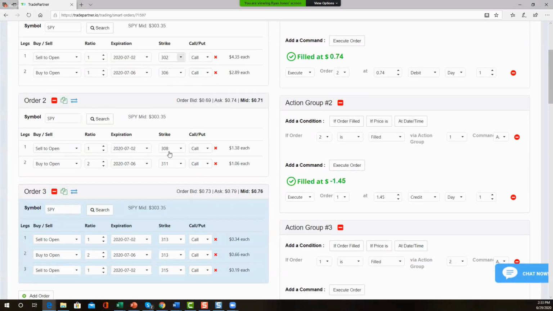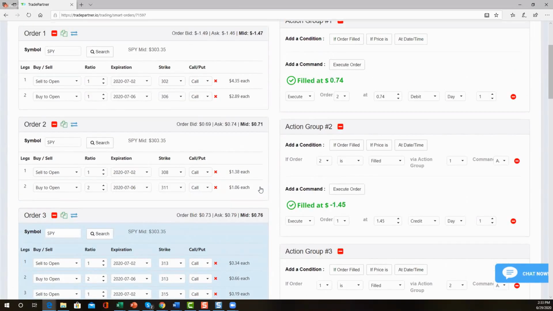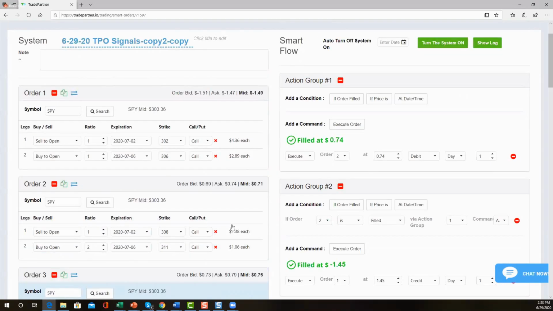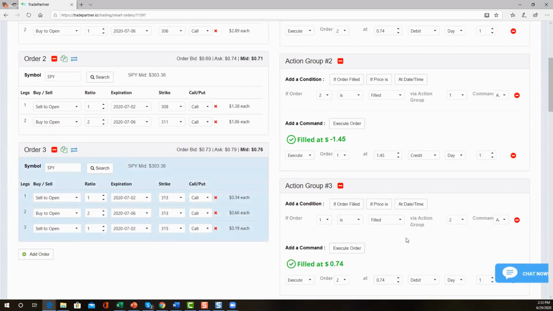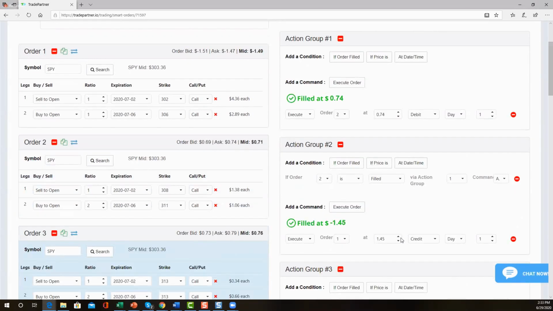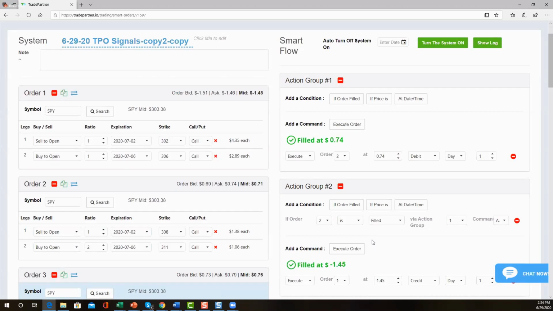The 302, 306, 308, 311, and then the 330, not that one. The 308, 311, I did twice. So I did one bullish, one bearish, and then one bullish again at the same price. And it's for a small debit, a 3-cent debit. So there's my $3 risk on this particular trade. But my profit potential, I have a profit peak at 302.